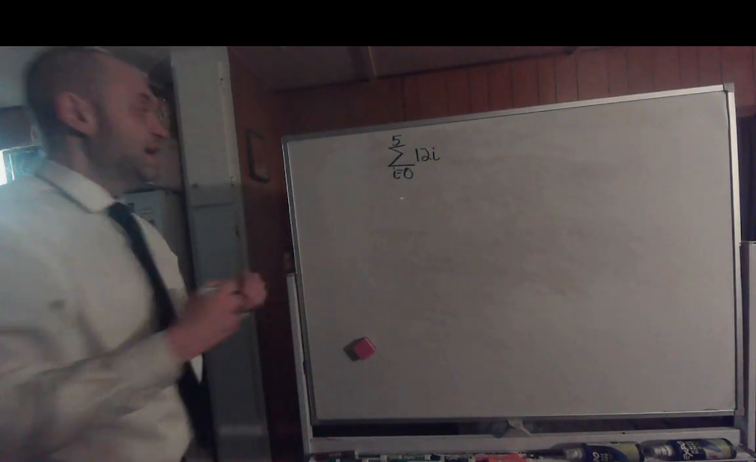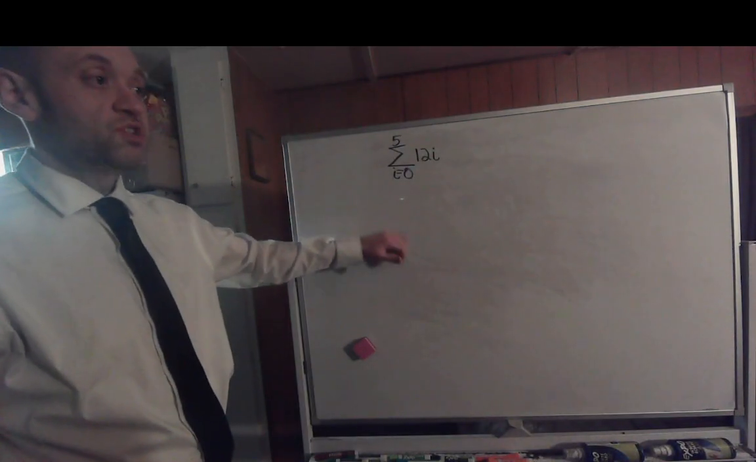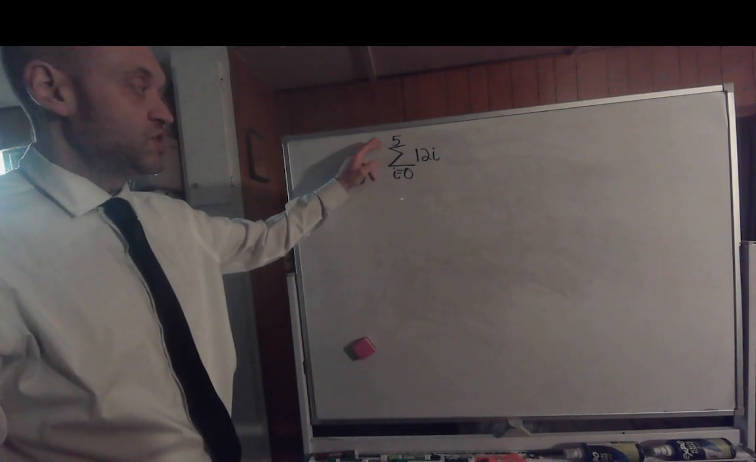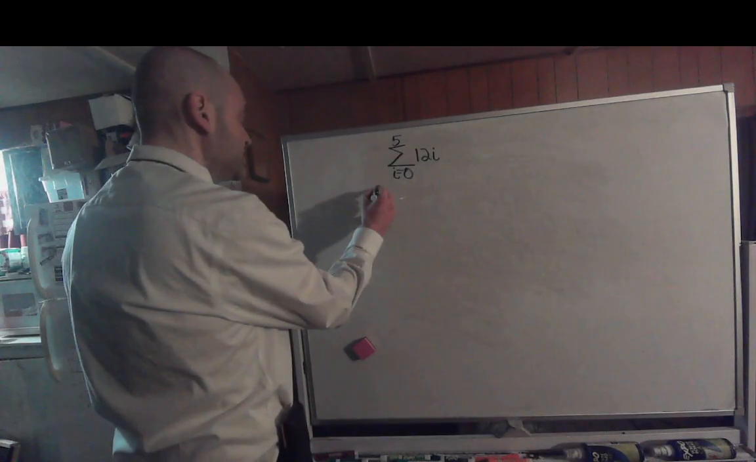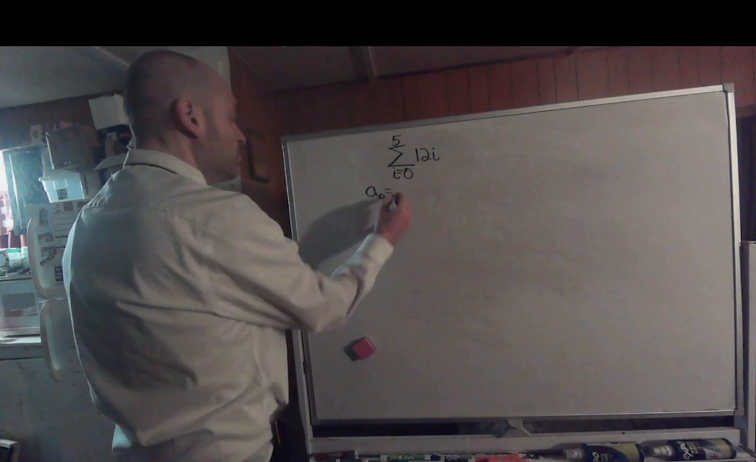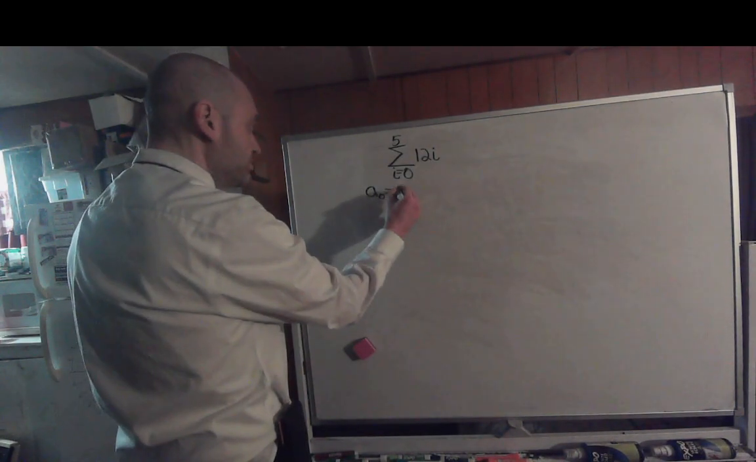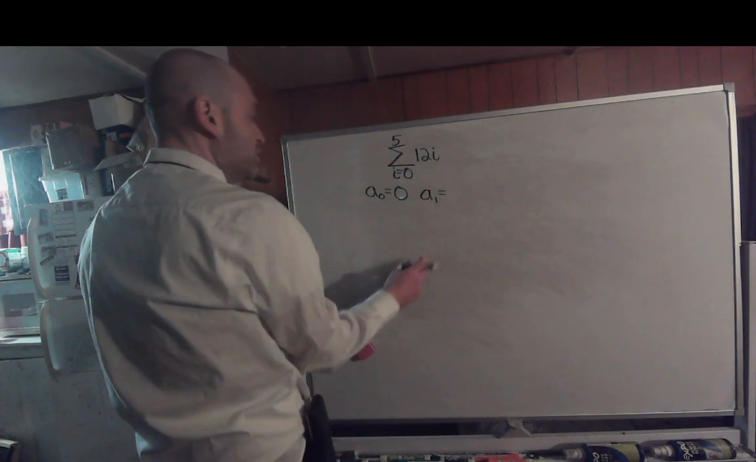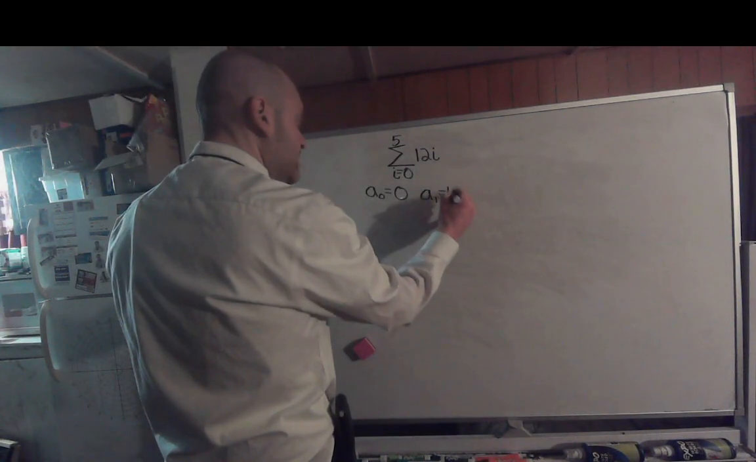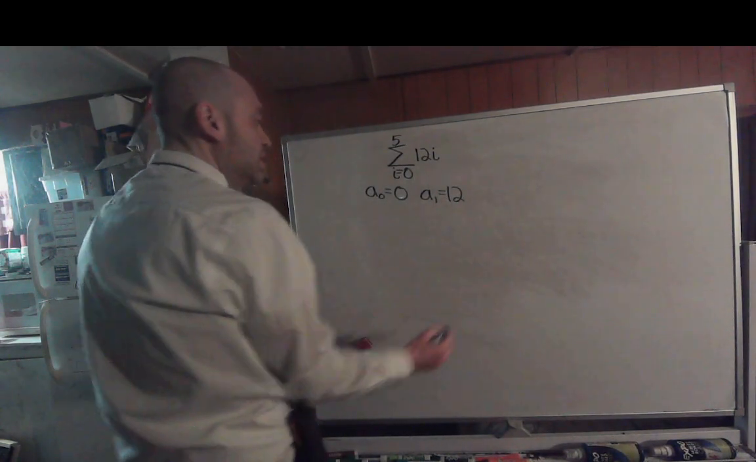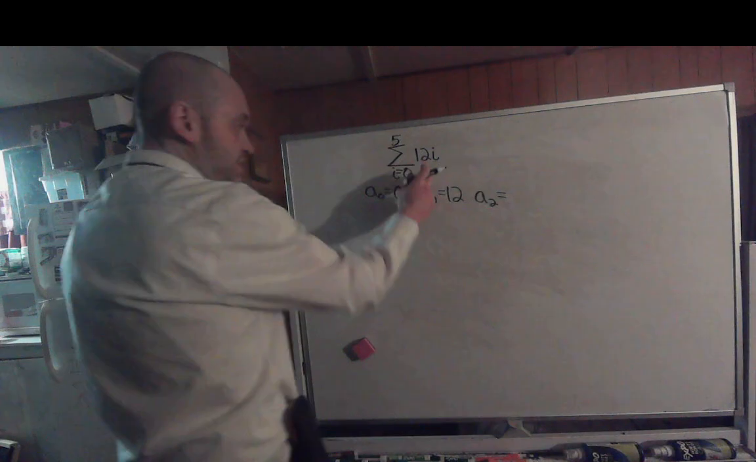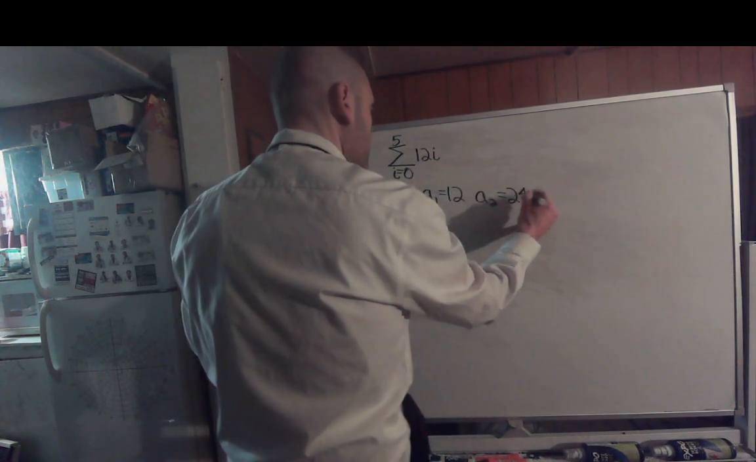Alright, this time we have the sum from i equals 0, so we're starting with a 0 value to 5 as our upper limit of summation of 12i. Well, let's list all our terms. Let's take a sub 0, which would be 12 times 0, that's just simply 0, right? A sub 1, so we'll put in 1 for i, that would end up giving you 12. If you put in a sub 2, 12 times 2 is 24.